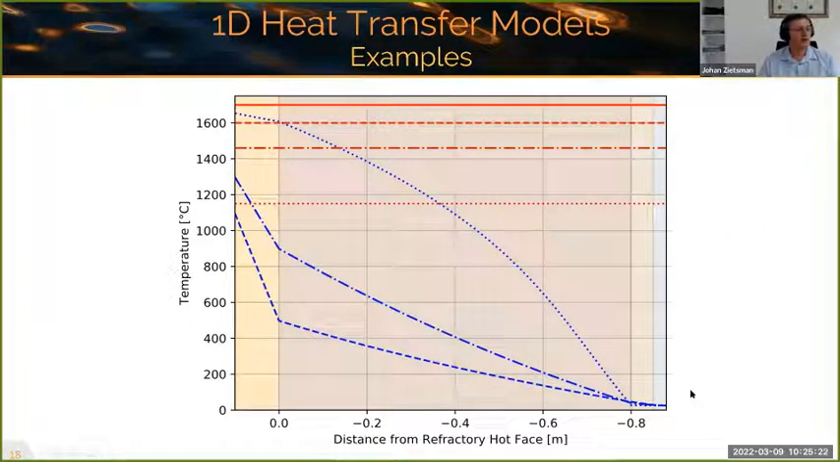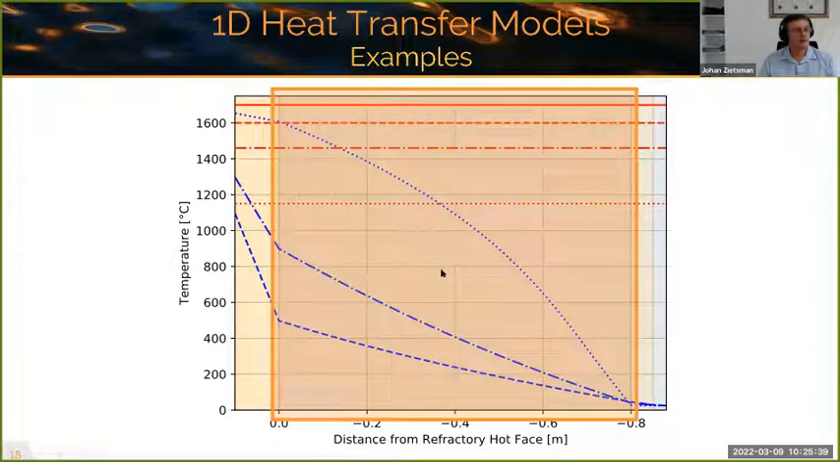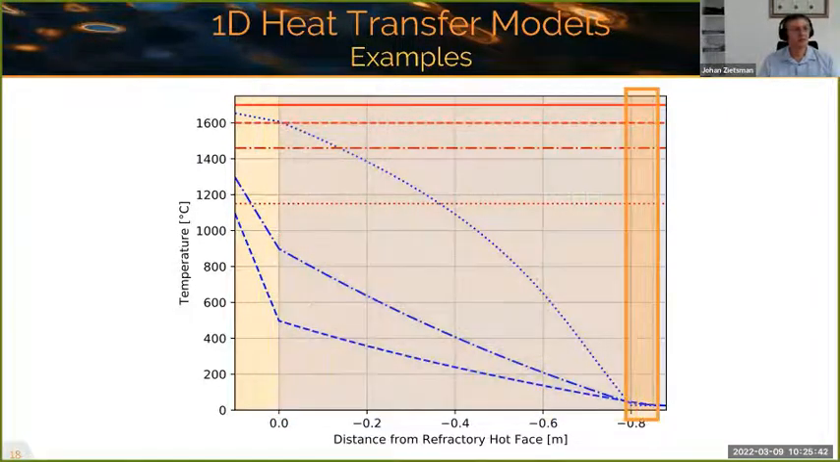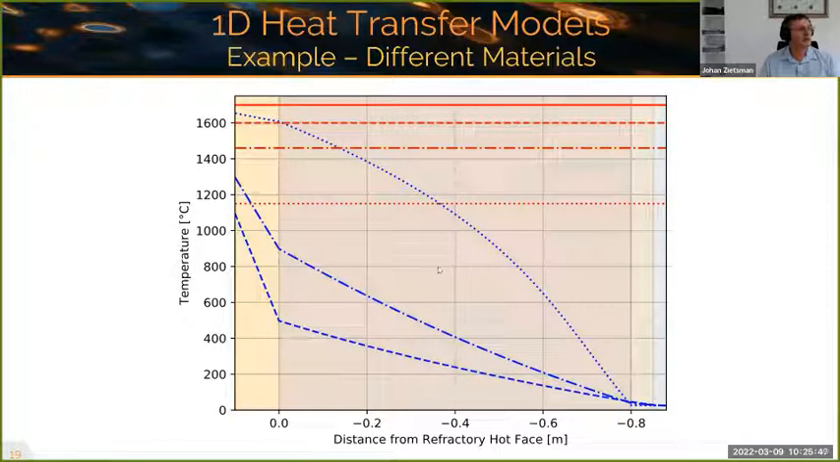Now, this is an example of an output from a one-dimensional heat transfer model. On the left, we see the slag freeze lining. So this is the hot side of the furnace wall. This is the brick. This is a ramming layer, and that is a steel shell. Okay. So if we look at this example for different refractory materials, this example compares three different refractory materials.